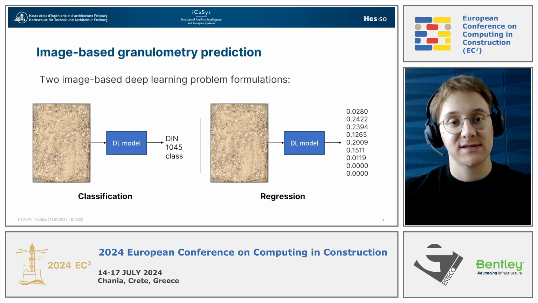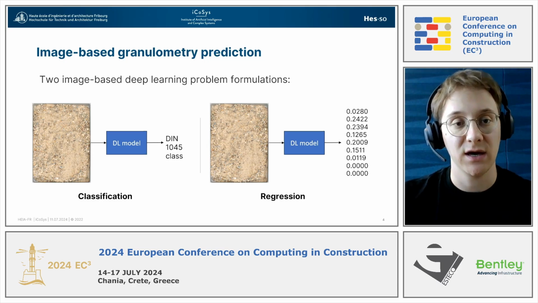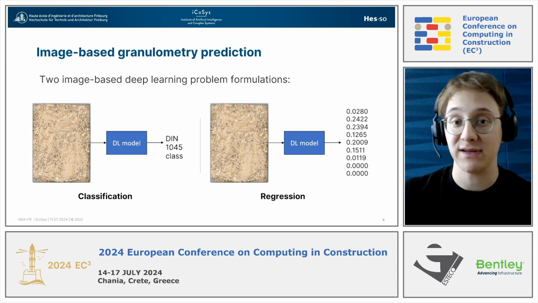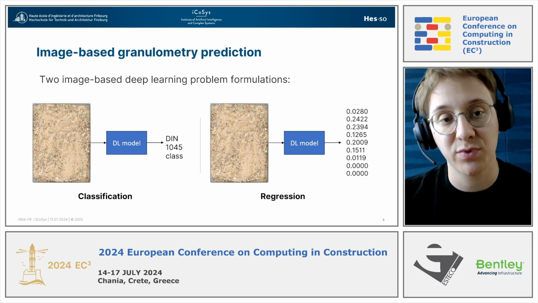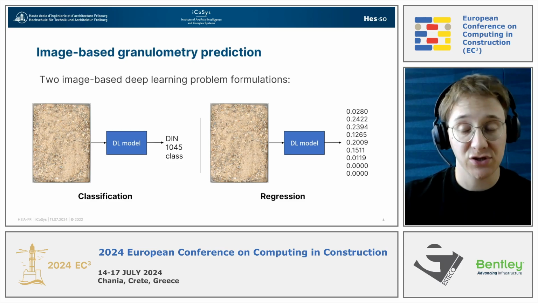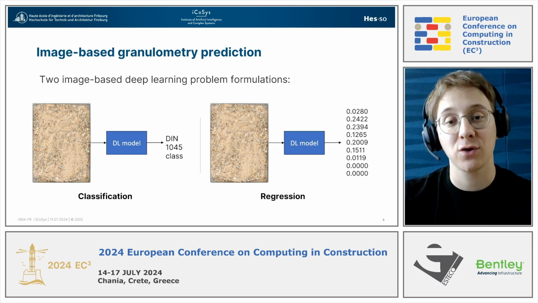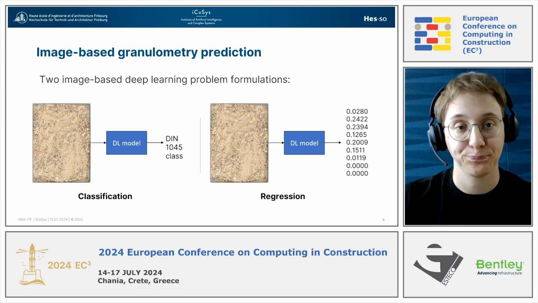So our problem consists of predicting the particle size, so the granulometry, from images of aggregates. This problem can actually be formulated in two different ways, either as a classification problem, where we try to predict the particle size class, typically according to the German standard DIN 1045, or as a regression problem where each percentage of the grain size considered must be predicted. In our research, we take these two formulations into account, although the end goal is to solve a regression problem where the prediction at the end is more accurate.